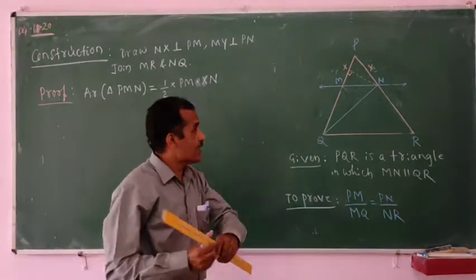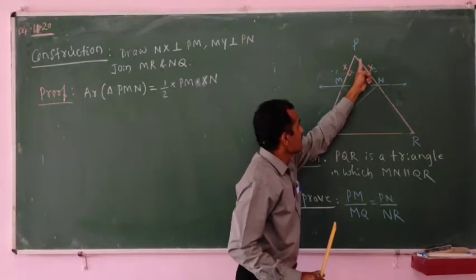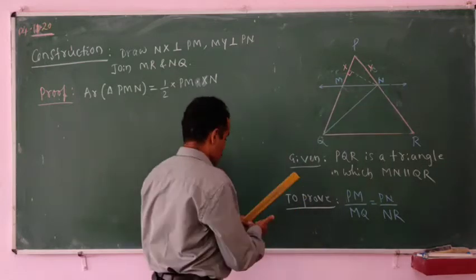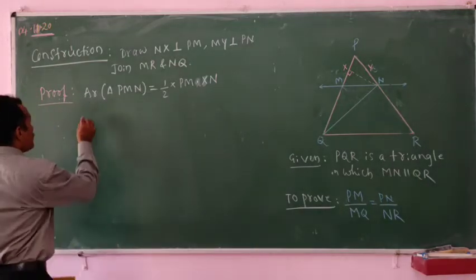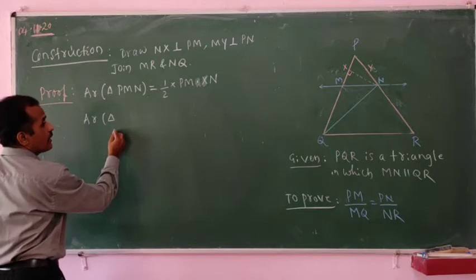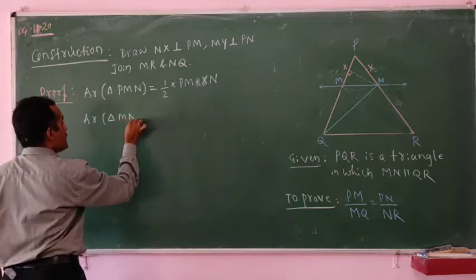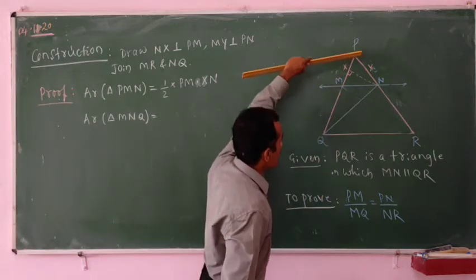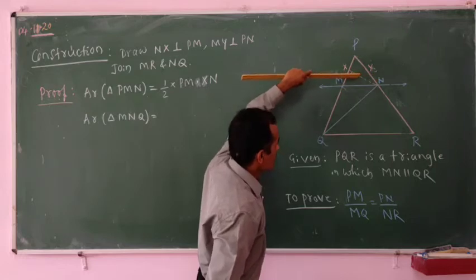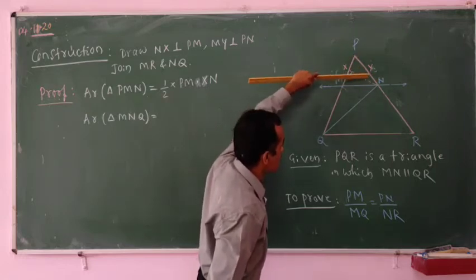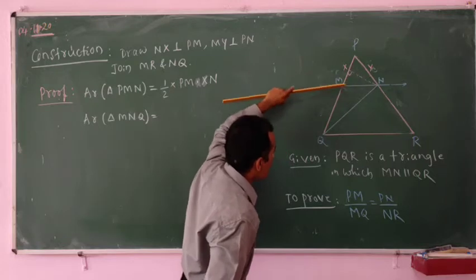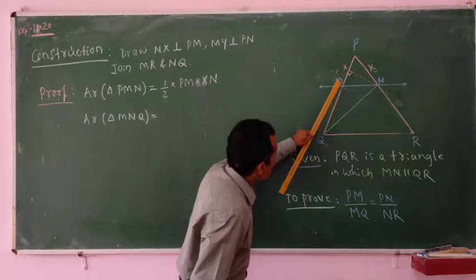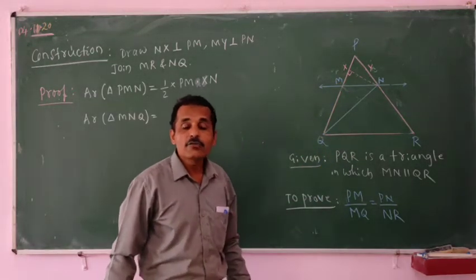Next I will go to the second triangle. First I will take this triangle, the second I will take this triangle, MNQ. I will write area of triangle MNQ. Look at this, students. I have taken the first triangle PMN. This is the base and this is the height. Just below, I have taken the second triangle MNQ. For this, what is the base? MQ is the base, and where is the height?